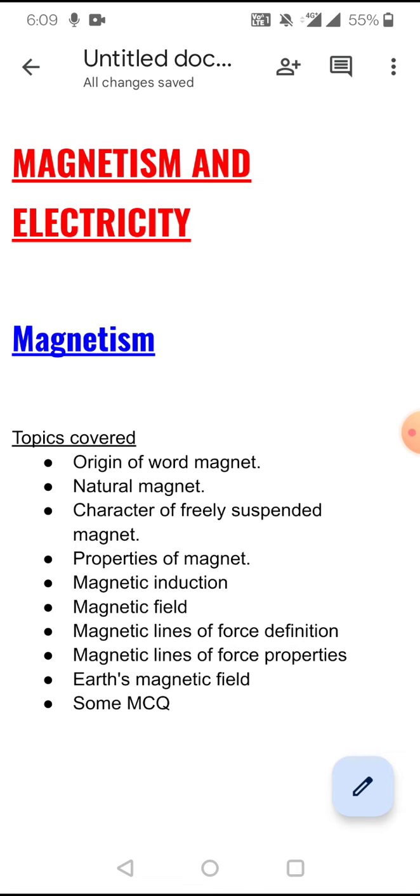Which topics are covered in this video? The topics are origin of the word magnet, natural magnet, characteristics of a freely suspended magnet, properties of a magnet, magnetic induction, magnetic field, magnetic lines of force, definition and properties, Earth's magnetic field, and some multiple choice questions.